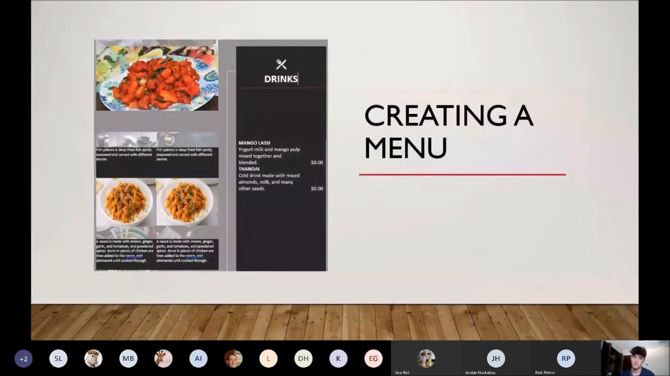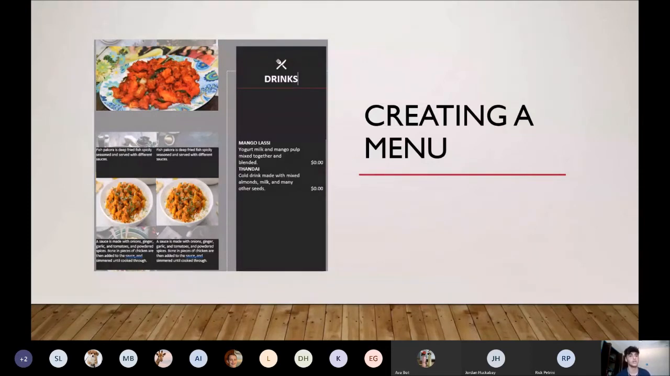So we had to create a menu. There were a few different things that I did. The appetizer is called fish pakora, and it's a deep fried fish seasoned with a bunch of different things. And then you have chicken curry, which is a sauce with onions, ginger, garlic, tomatoes, and a bunch of spices. And then you just put chicken and rice in it.